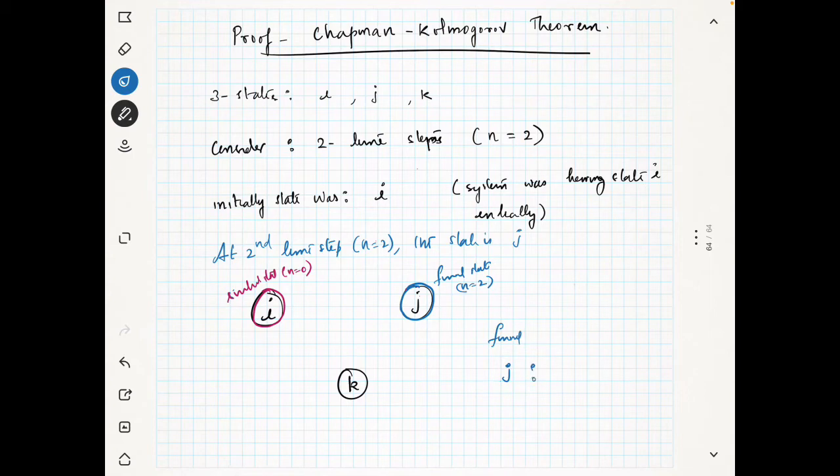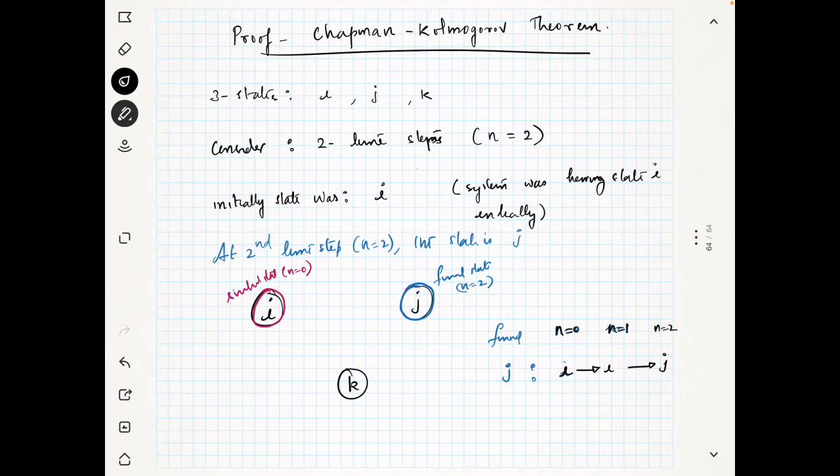Initially, I can start from I. At n equal to 0, I was in I, because I am starting from I, as we have already explained. Then I use a different color: at n equal to 1 I move to I again, and at n equal to 2 from I I move to J. This is one way of reaching J.